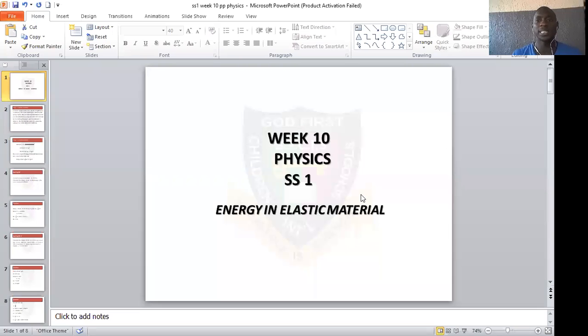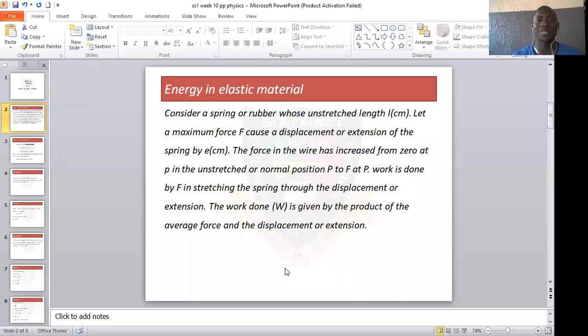We extend to energy in elastic material. This is the final topic in our scheme of work for the third term. Let's take a look at the notes. Energy in elastic material. Consider a spring or rubber whose unstretched length, that is the original length, is L centimeter. Let a maximum force F cause a displacement or extension of the spring by E. That is, E is the length by which it extends or expands.